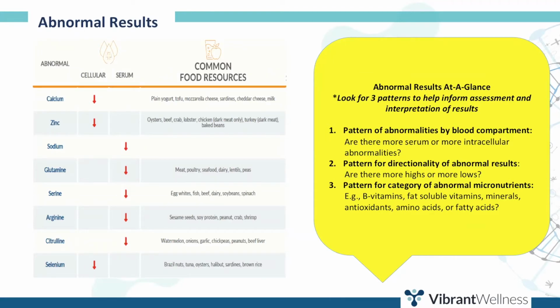On this page, I encourage providers to look for 3 patterns just to help inform the assessment and interpretation of results for the rest of the test. It is a nice way to, at a glance, really inform your thinking for the rest of the test. So the first pattern to look for is there a pattern of abnormalities by blood compartment, meaning are there more serum or more intracellular abnormalities? And here, clearly, you can see there are more serum abnormalities.